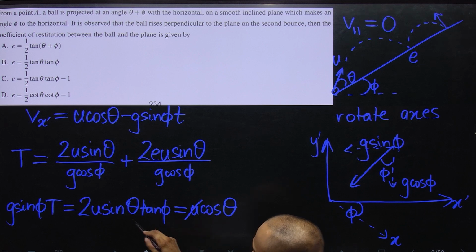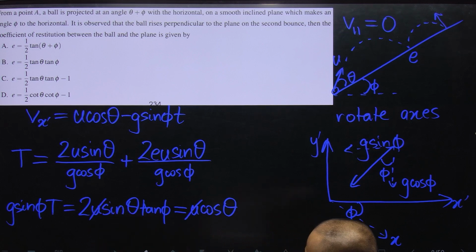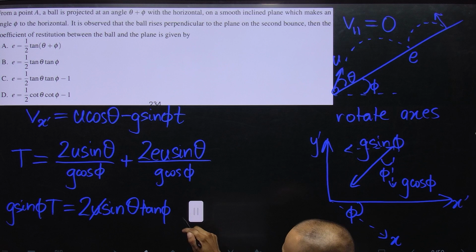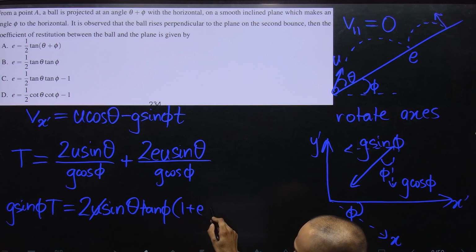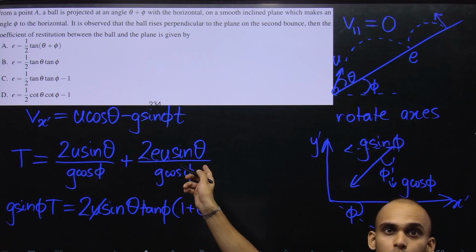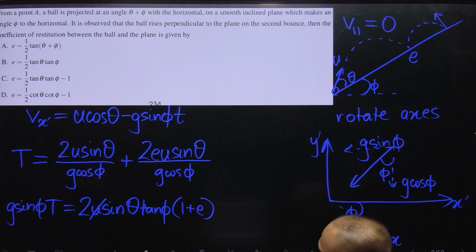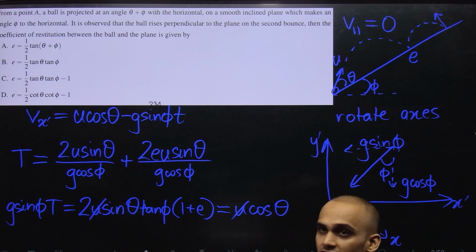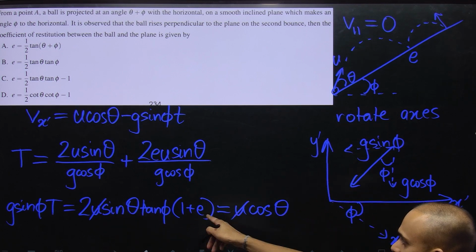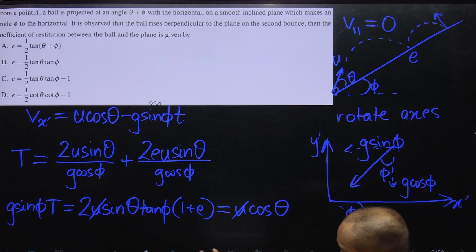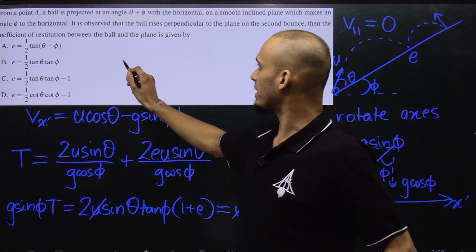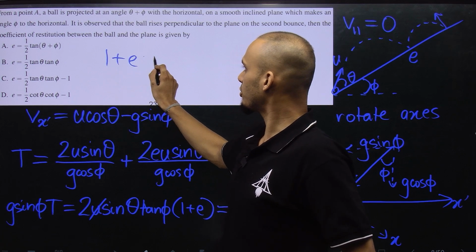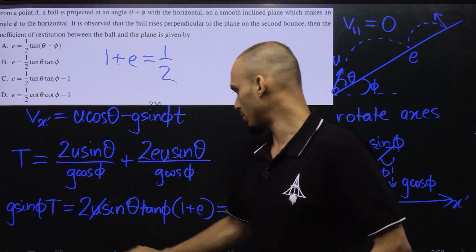So u and u will get cancelled, and oh sorry, I forgot to take it common. 1 plus e will come out in the brackets by taking 2u sine theta upon g cos phi common, and this should get balanced with u into cos theta. U will get cancelled with u on the LHS, and for 1 plus e, we can take all of these terms in the denominator. So we get 1 plus e to be equal to half. This 2 will come in the denominator.